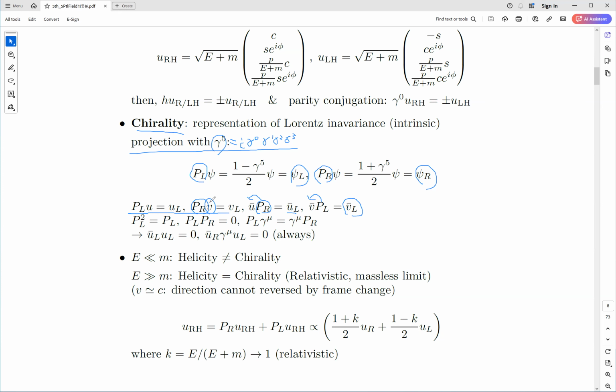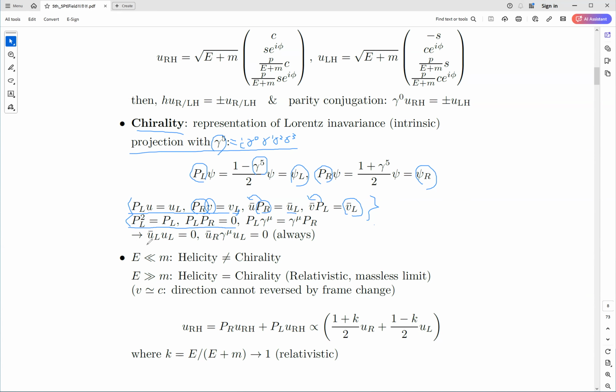So if P_R acts on the anti-spinors, then this gives the left-handed ones. Also they satisfy the projection relations: P_R squared equals P_R, and P_R times P_L is equal to 0. And by using the commutation relation between gamma zero and gamma five, P_R gamma mu becomes gamma mu P_L. So if we swap the projection operator across the gamma matrix, the left and right-handed ones change.